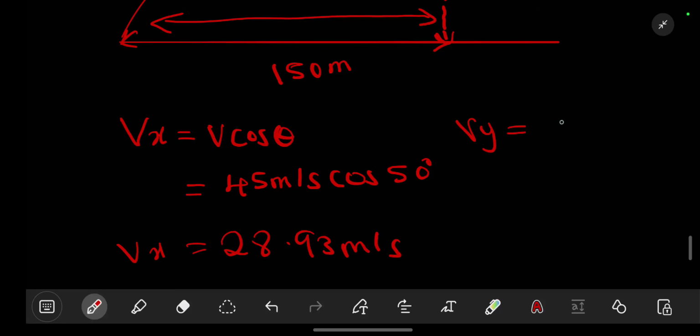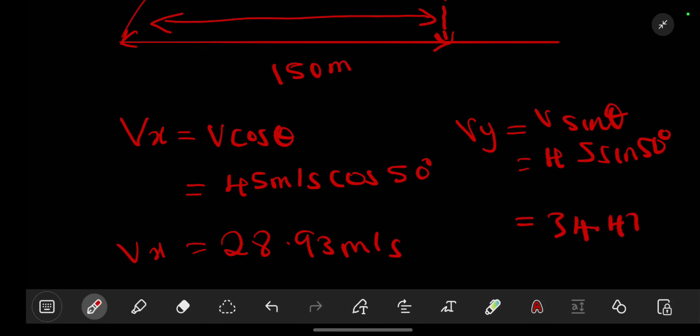Our Vy, on the other hand, will be V sine of our theta, which is 45 sine of 50 degrees. This is going to give us 34.47 like that. So this is our Vy.